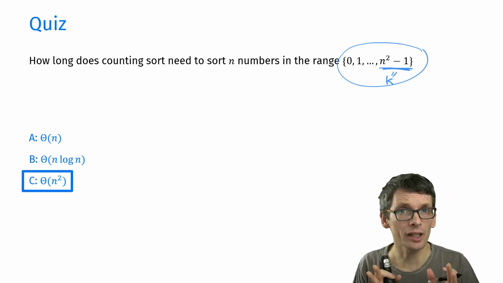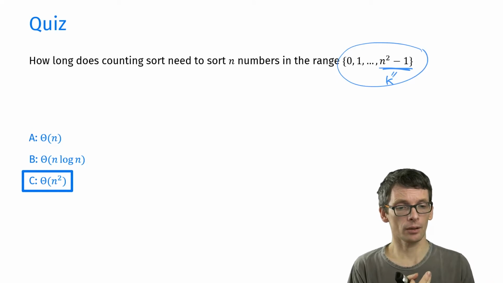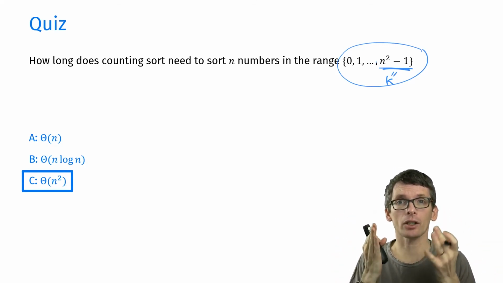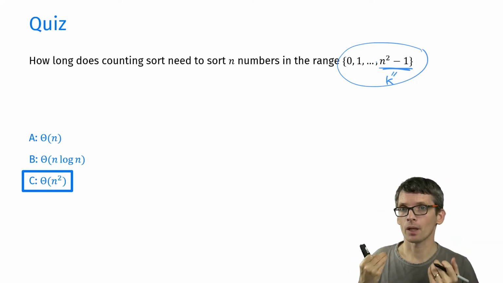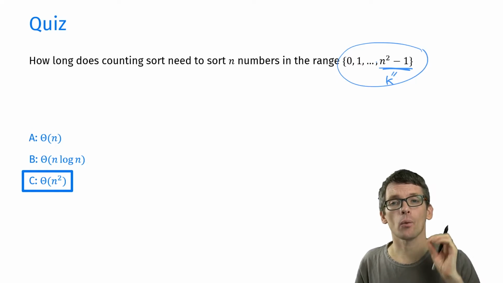The follow-up question here is: is there actually a sorting algorithm that, given numbers in this range, so up to n squared minus 1, let's say, can actually sort them in linear time? The answer is yes, and we're going to see such an algorithm next, and that is Radix Sort.